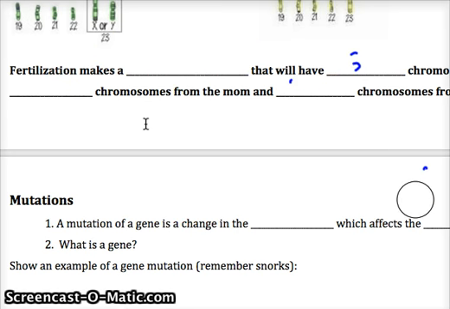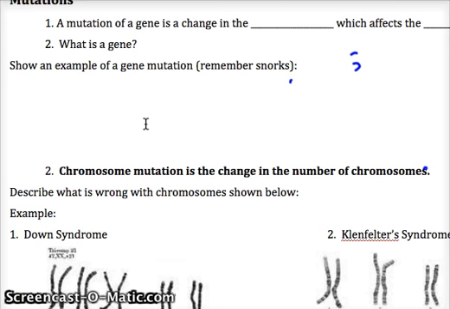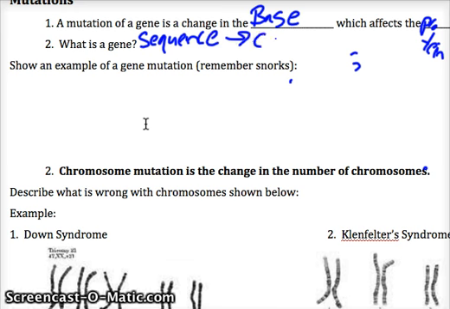Alright, so first, we talked about gene mutations, again, a review. And a gene mutation, remember, is a change in the nucleotides in the DNA, or the bases, which affects the protein. Alright, so what is a gene? A gene, remember, is a sequence of DNA that codes for a protein, which determines our trait.